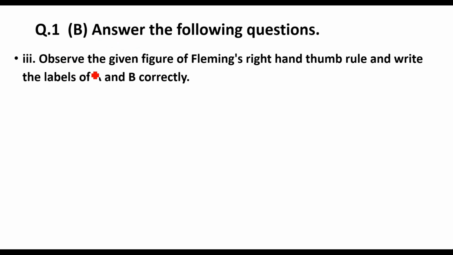In question 1B, another question, because it's a 1 mark question, is question number 3. Now you are given the figure of Fleming's right hand thumb rule. Now the right hand thumb rule of Fleming is related to the generator. This you have to keep in mind. The Fleming right hand thumb rule is related to the generator.